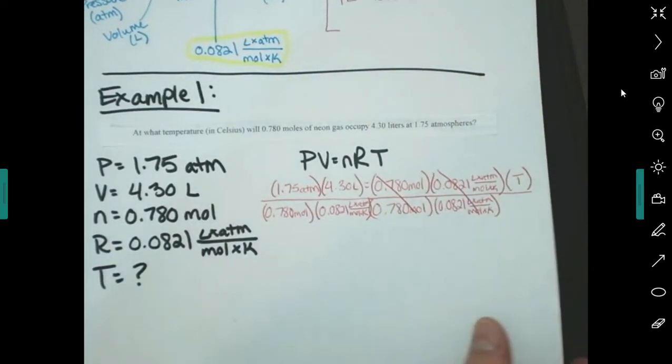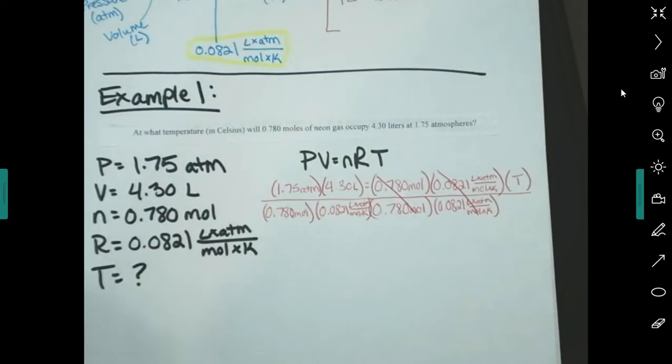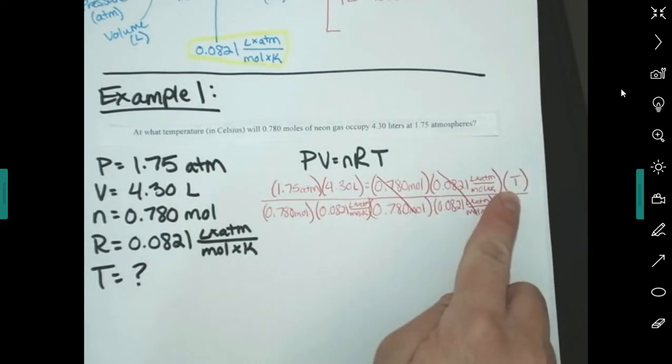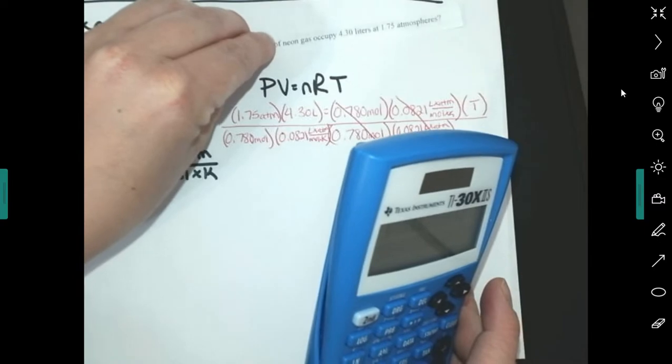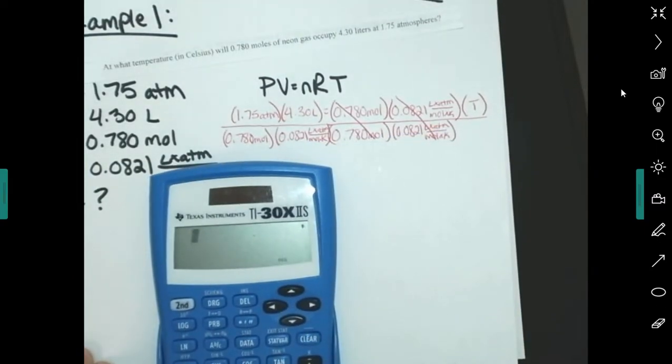Okay, now I'm ready to get my calculator. These ones are canceled. My variable's isolated, so now I need to do all this math in my calculator. I'm going to do 1.75 times 4.30 divided by, and then I'm going to put in parentheses 0.78 times 0.0821. Close my parentheses. If you don't use parentheses, it'll probably come out wrong. And you should get 117.5, and so on.